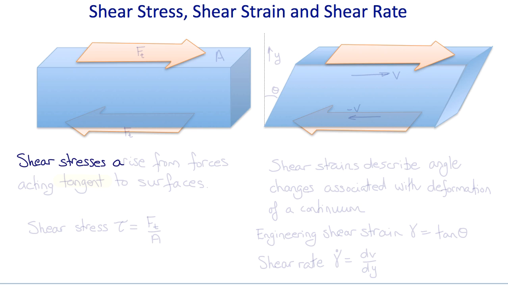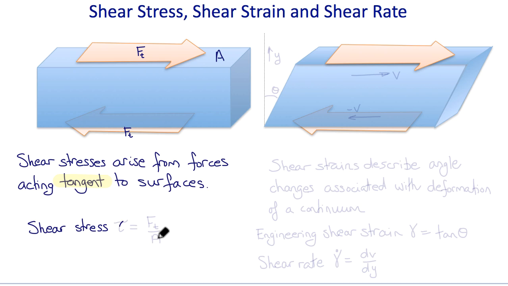Now, there are other kinds of stress. For example, shear stresses arise from forces acting tangent to surfaces rather than normal to surfaces. So if we imagine forces acting tangent to these surfaces with area A, then the shear stress in this example, tau, is Ft divided by A. Again, with units of force per area, but now it's tangent forces per area.